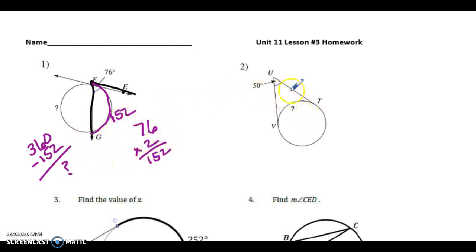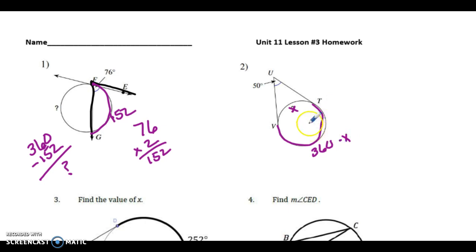I will do number 2 as well. So for number 2, all the way around the circle is 360. So let's just say I labeled this one X. Then I would label the major arc from V to T as 360 minus X.